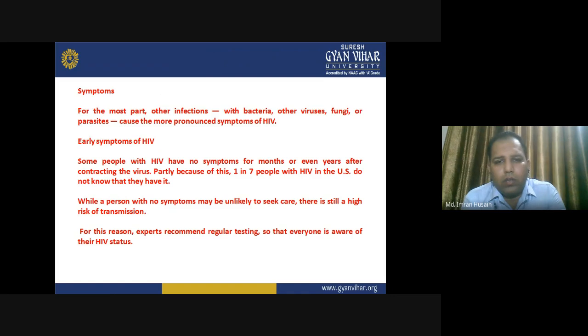So, what are early symptoms of HIV? Some people with HIV have no symptoms for months or even years, even after contracting the virus. Partly because of this, 1 in 7 people with HIV in the US do not even know that they have it. While a person with no symptoms may be unlikely to seek care, there is still a high risk of transmission. For this reason, experts recommend regular testing so that everyone is aware of their HIV status.